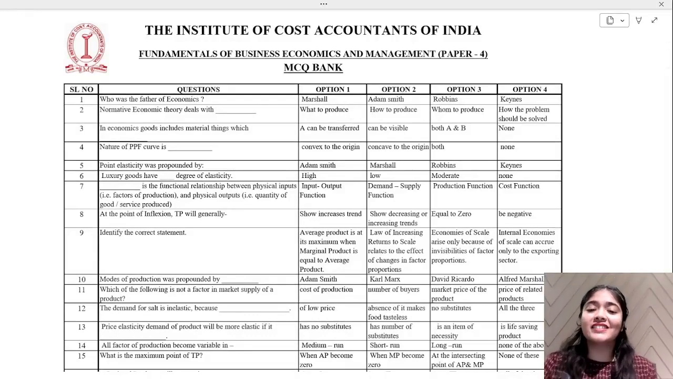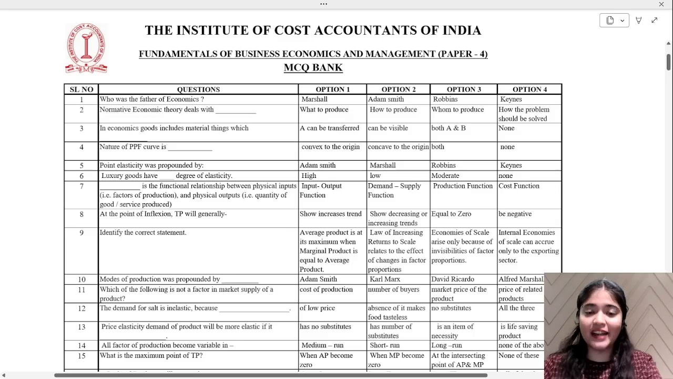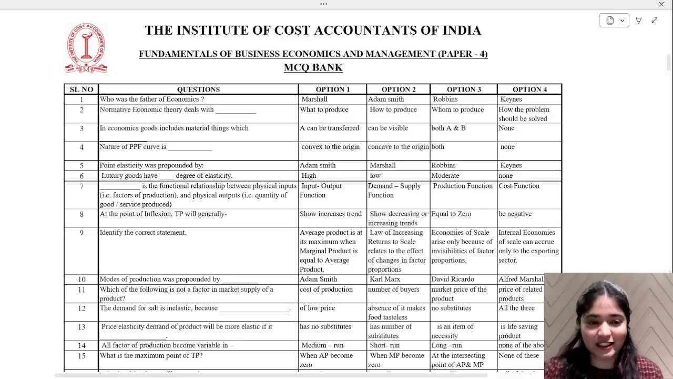Today I'll be discussing with you the MCQ bank that is published by your institute, and we will be discussing all the questions given in this MCQ bank so that you will be able to answer the questions in your examination, right? So let's target this one. Do it very nicely and score good marks in your examination.